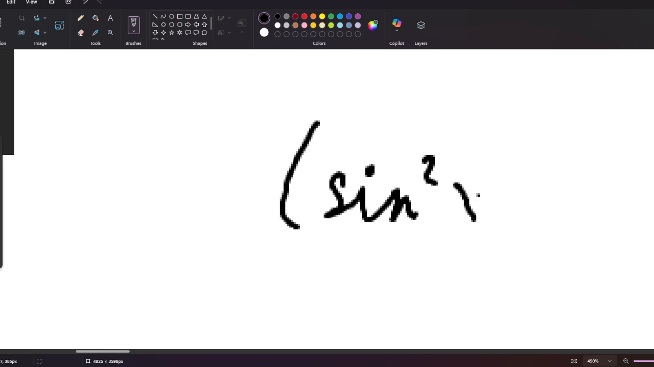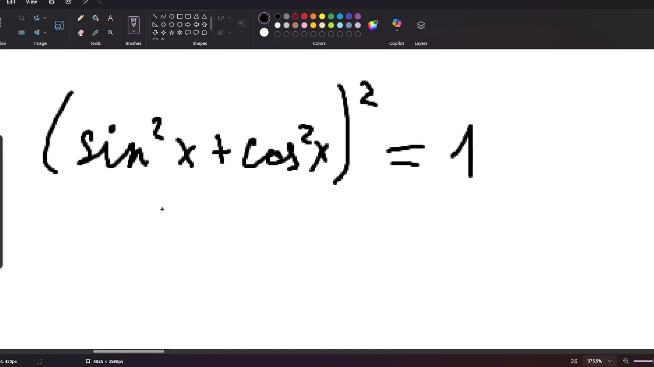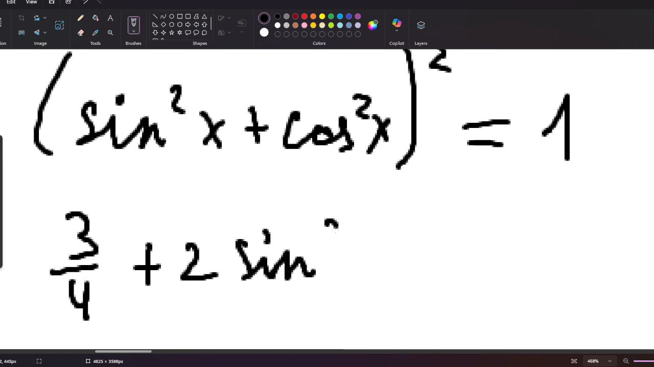Let's say that sine squared of x plus cosine squared of x, and that sum is going to be squared, is obviously going to be equal to 1. Now, if we were to expand this, it's going to be sine of x to the 4th power plus cosine of x to the 4th power is going to be 3 over 4 plus 2 times sine squared of x times cosine squared of x, which is almost what we need.